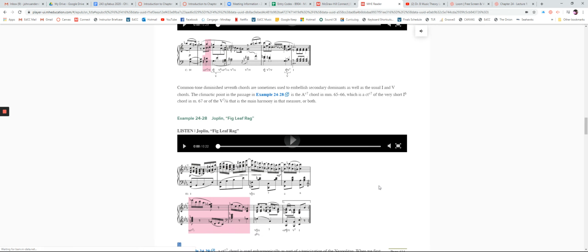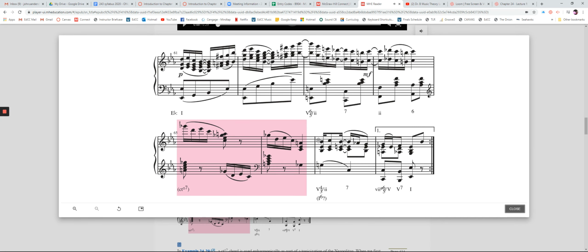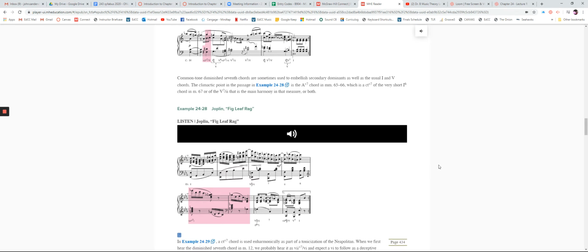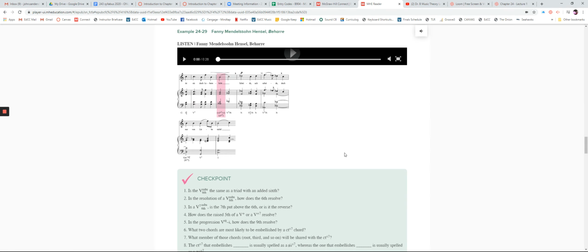More? Oh boy. They just keep coming. Let's go to this one. Joplin, he used these. Example 24, 28. Very nice. Yeah, that common tone diminished in the rags. Really clear sound. Okay, you can go through and listen to those.